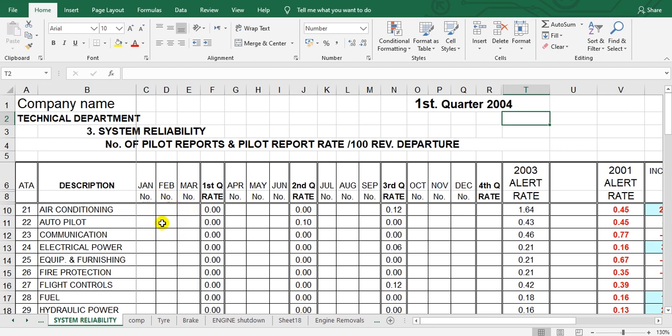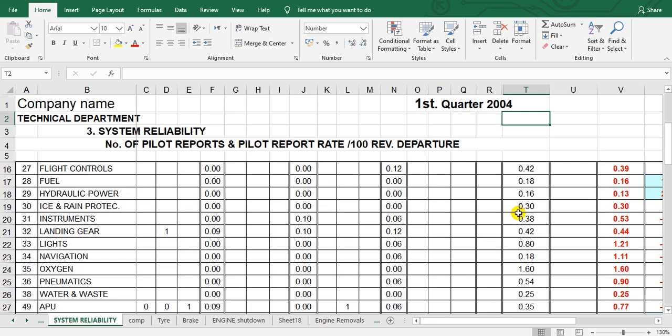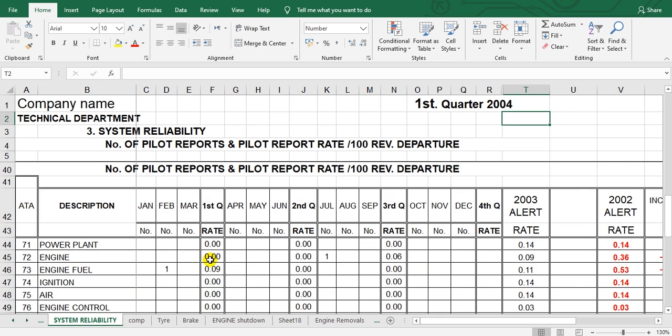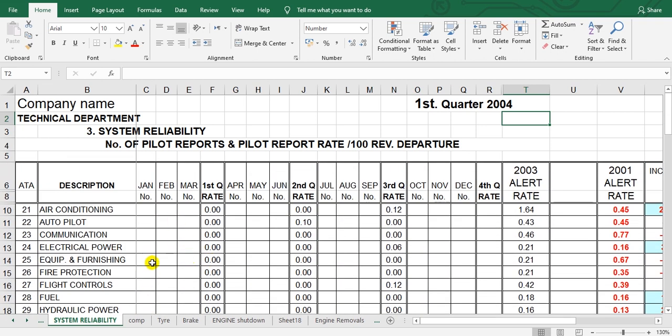For these 3 months, you will calculate the rate and compare the rate with the alert value here. And if this figure is more than the alert, we underline it here, like here, because this number is more than the alert value. This is 0.19, this is 0.13. And take care, if there is one event here in the 3 months, we cancel it from the discussion about the alert notes.